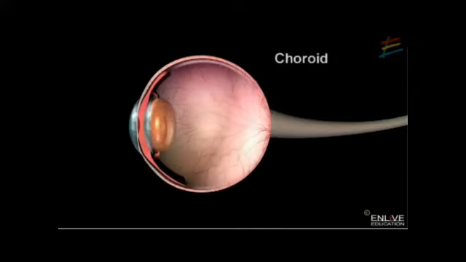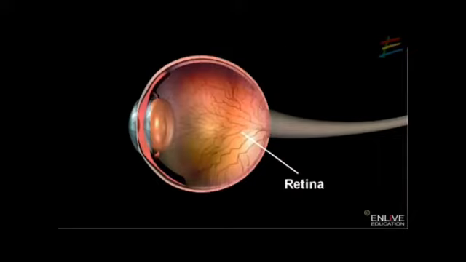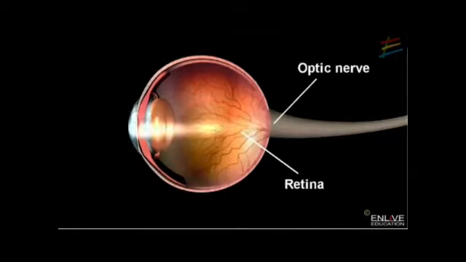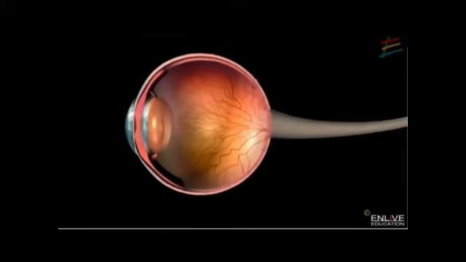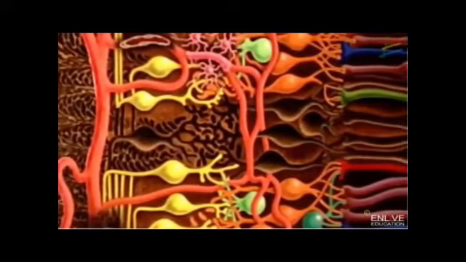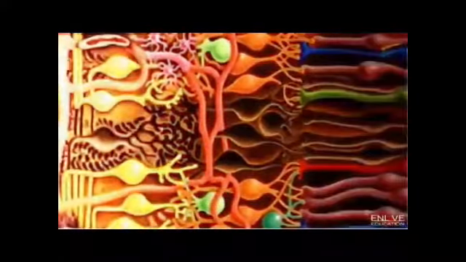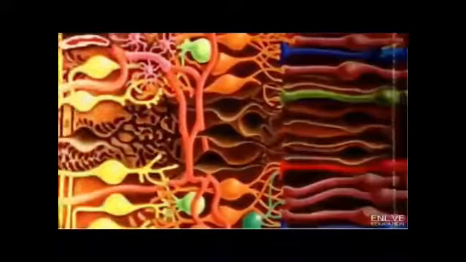The second layer is called the choroid. The third layer of the eyeball is the retina, a very delicate membrane. The retina is actually the part of the optic nerve which transmits the light impulses to our brain. The retina is the most important and complex structure in the eyeball. It consists of a complicated arrangement of rods and cones which convert light waves into nerve impulses.